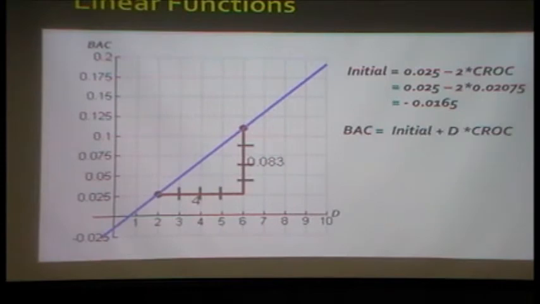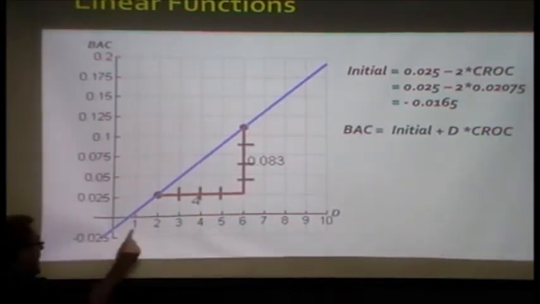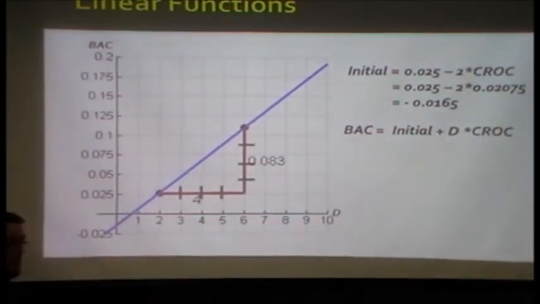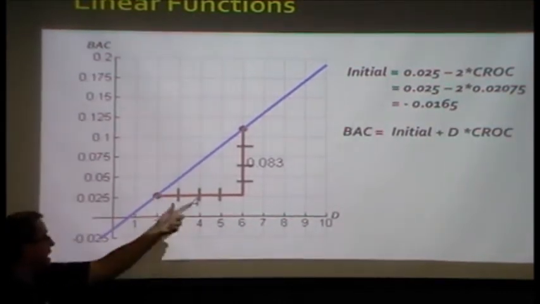All right, now, the blood alcohol content is that initial amount plus how many copies of the rate of change you're going to make. The formula that we want is we're going to start here and we're going to copy the rate of change as many copies as we want.